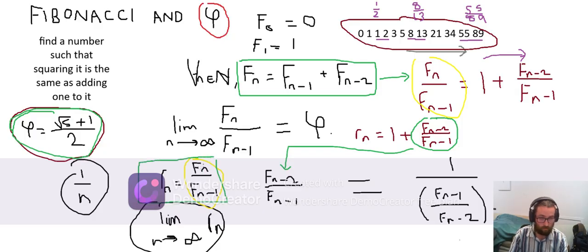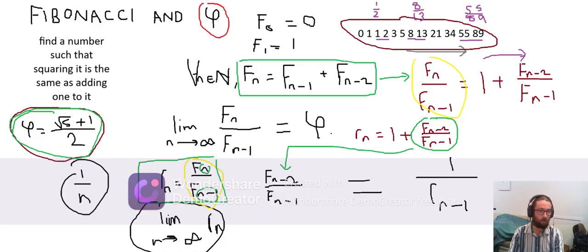So R of n is with an n and an n minus 1. This one's got an n minus 1 and an n minus 2. So instead of being R of n, this thing here is going to be R of n minus 1, because I'm plugging in different values for n. So with all that in mind, this here is going to become R of n minus 1.